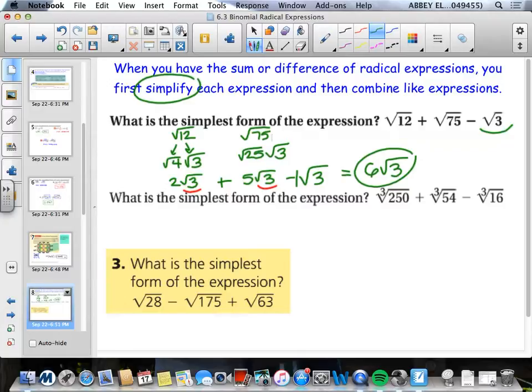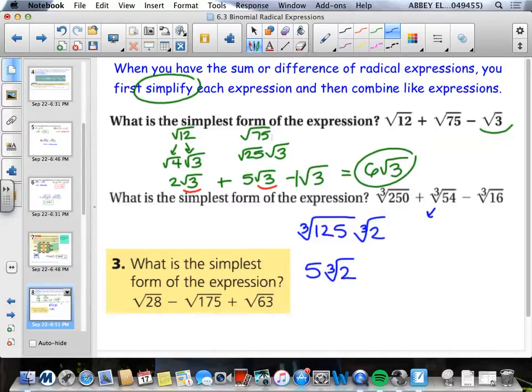So I'm going to simplify the cube root of 250. And what's the perfect cube factor that goes into 250? That's kind of a tricky one, right? But I think I can figure it out. That should break down into the cube root of 125 times the cube root of 2, because 125 times 2 gives me 250. The cube root of 125 is 5, so I'm left with 5 cube roots of 2.